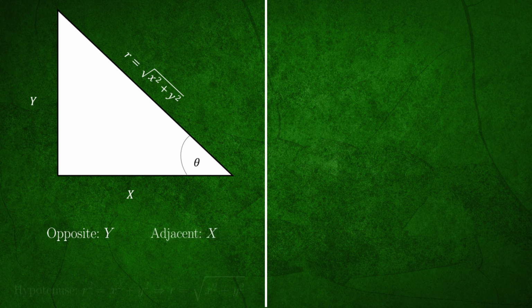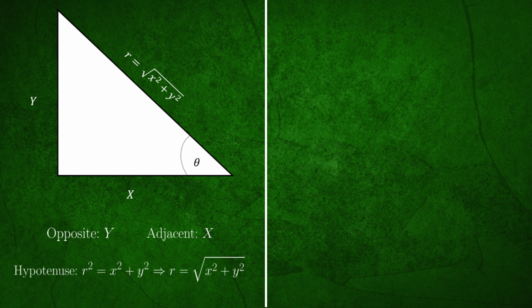Now, the hypotenuse is given by r, but by using the Pythagorean theorem, we know that r squared is equal to x squared plus y squared. Therefore, r is equal to the square root of x squared plus y squared.